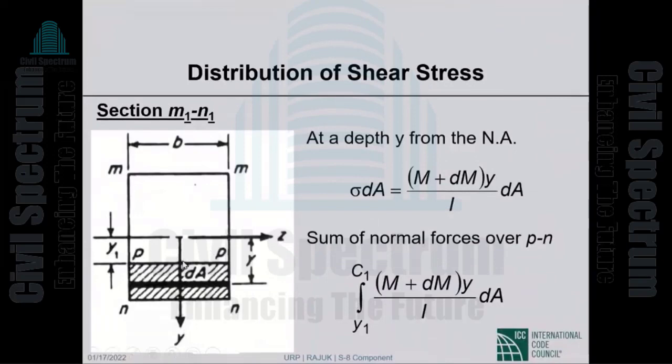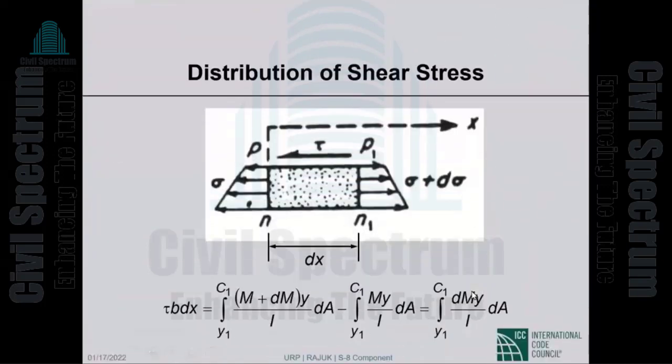Now we go to the other section, M1, N1, where the bending moment has increased a little bit to M plus dM. The sigma dA is now (M plus dM) over I times y dA, so that the sum of normal forces over Pn is the integration from y1 to c1 of this larger moment (M plus dM) by I times y dA. Okay?